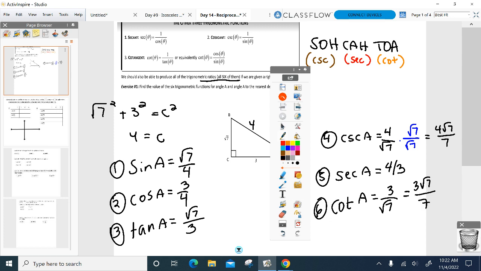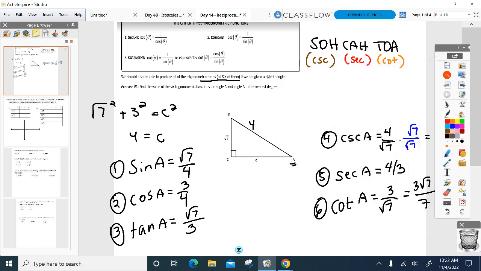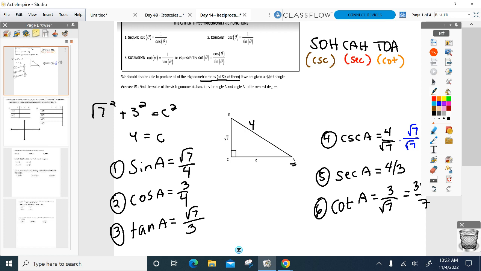And we're not done because we have more directions. It said find all 6 and what is angle A to the nearest degree? I'm not teaching anything new. How have we been finding what an angle is in this unit? Inverse of something. And they're all positive, right?